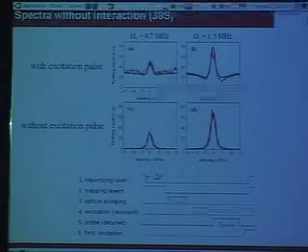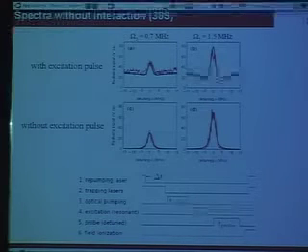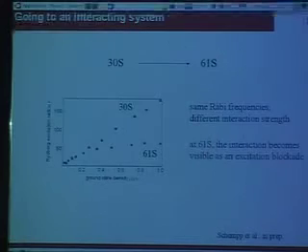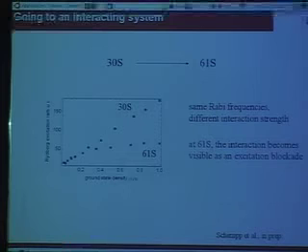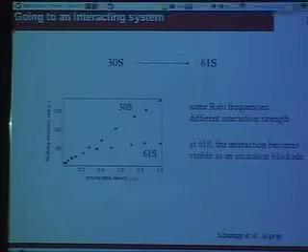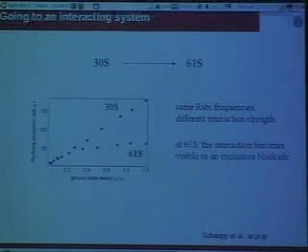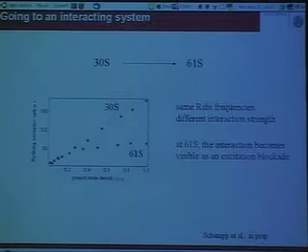Now, it becomes more difficult when we switch on interactions between the atoms. And we can do that by simply going from 30s to a higher lying Rydberg state, like 61s. In our experiments, we always use exactly the same Rabi frequency. So we change the power of the laser beams to obtain the same Rabi frequencies again for the new system.